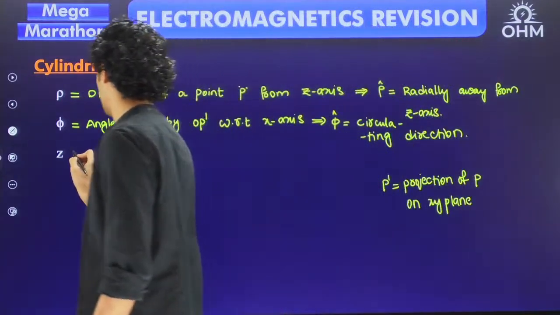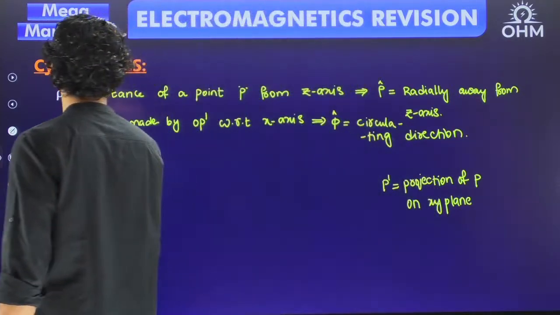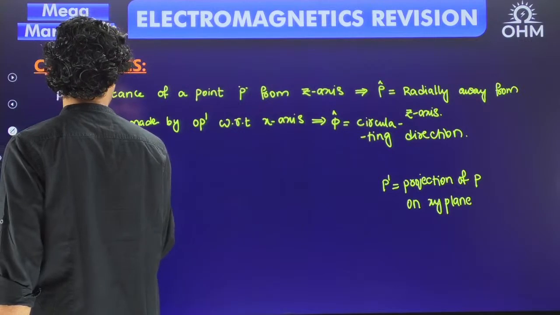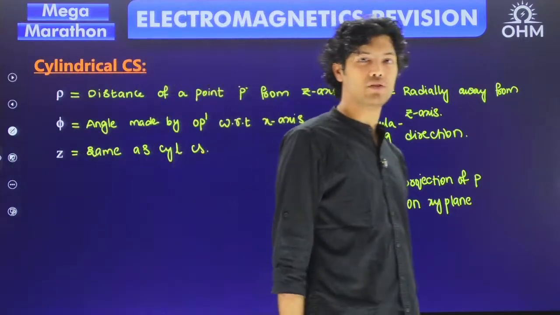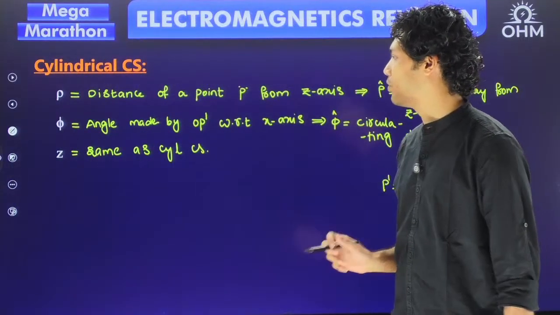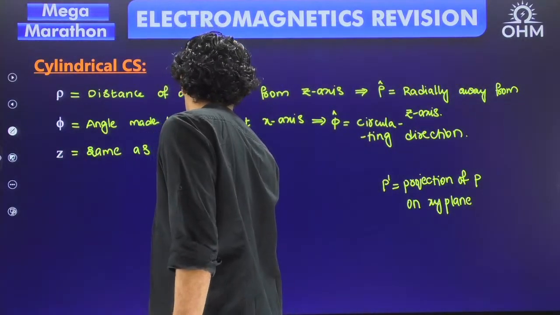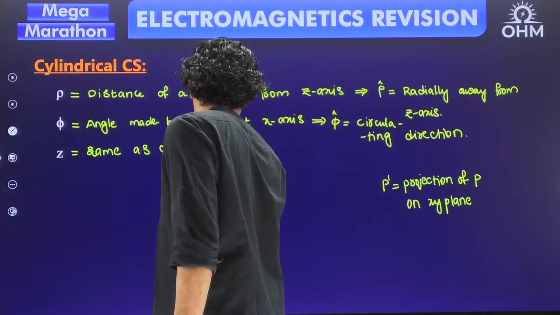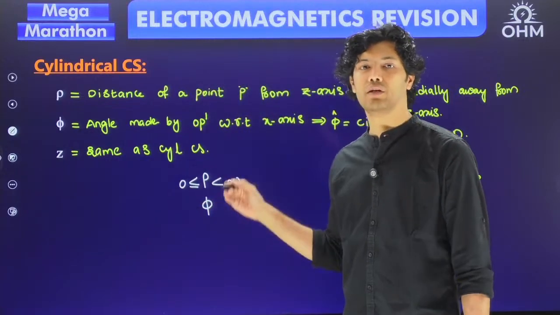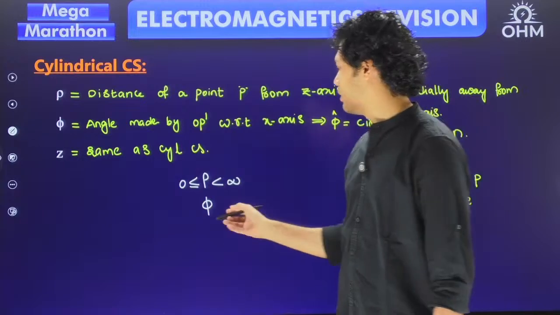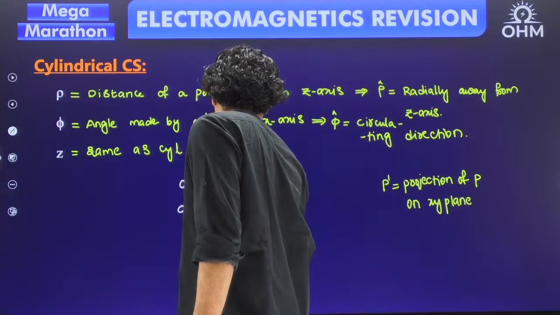And anything with respect to z remains the same as compared to what we had in the case of the rectangular coordinate system. So this portion is the same as the cylindrical coordinate system. Now coming to ranges, which are very important in the cylindrical coordinate system. The range for rho is from 0 to infinity, and for phi, the examiner will not give you this range, it is assumed in coordinate systems. The range of phi is from 0 to 360 degrees or 0 to 2 pi radians.